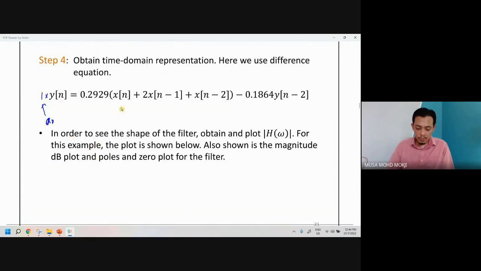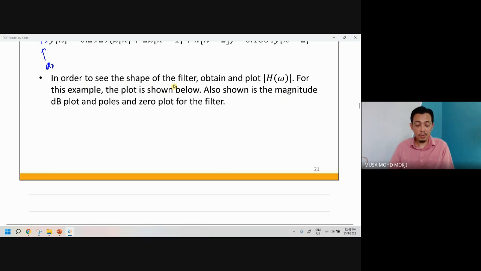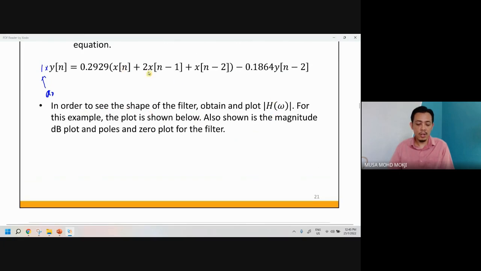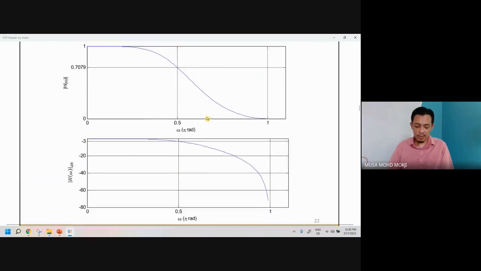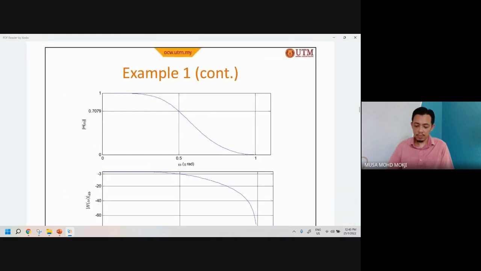All right, so this is what we have. This is y[n] equals 0.2929 multiplied by all those input sequence, and then minus the 0.1864 of y[n-2]. In order to see the shape of the filter, we need to plot, of course, the magnitude spectrum. This is the one that we have in time domain, and this is called the difference equation. And this one is H(omega), the magnitude spectrum.